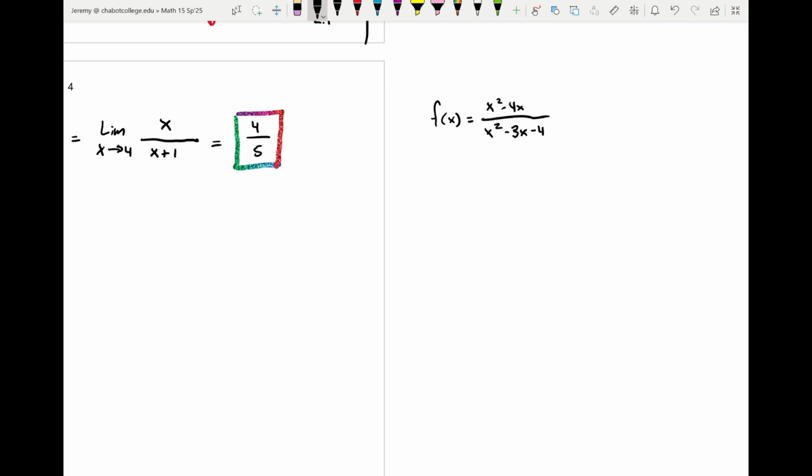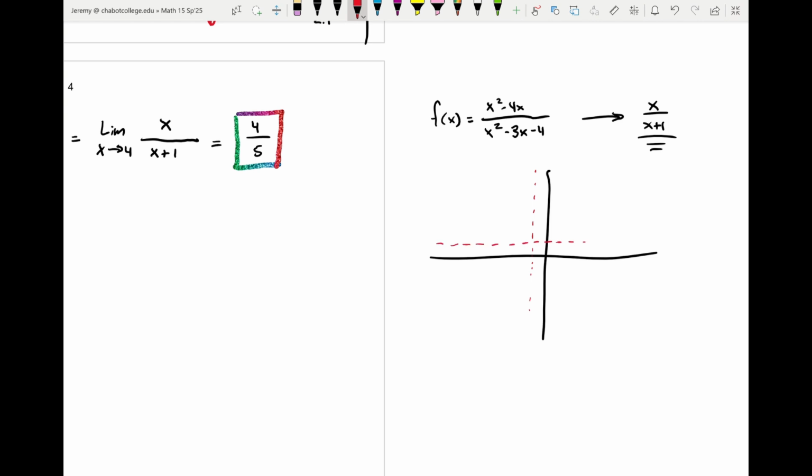And we were able to simplify this down to just x over x plus 1. So the graph of, how about this function first? This is a rational function. It's got a couple asymptotes. It's got an asymptote at -1. That's a vertical asymptote. It has a horizontal asymptote at y equals positive 1.